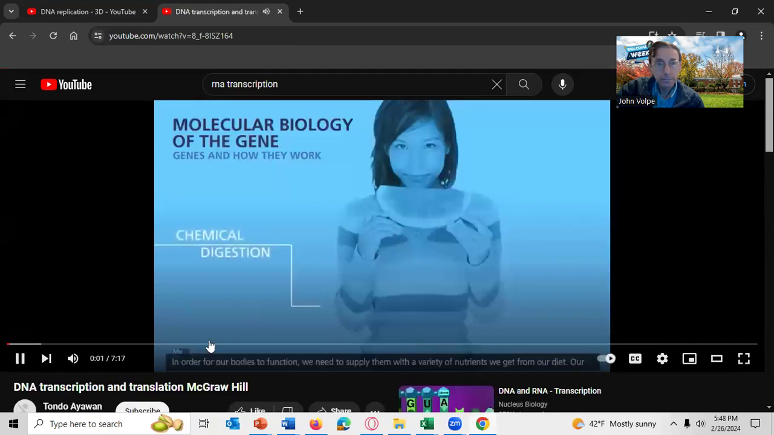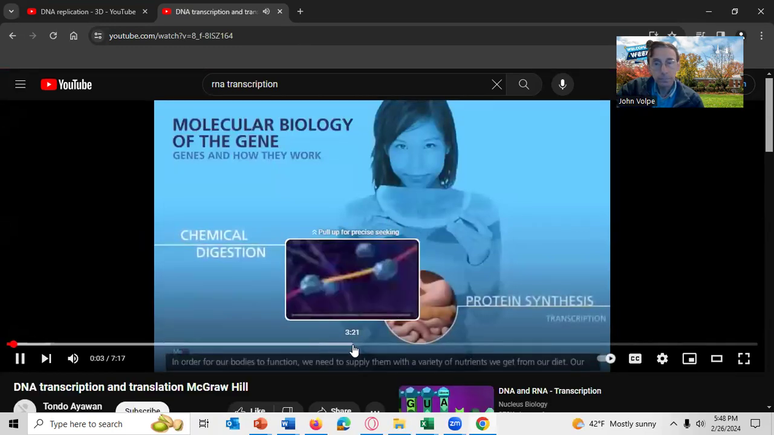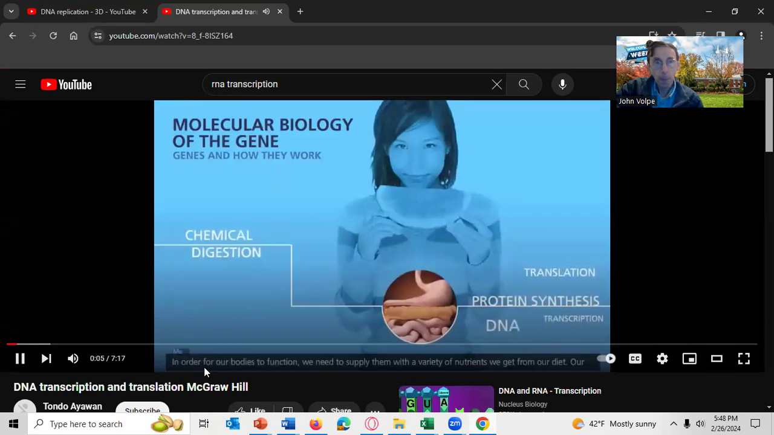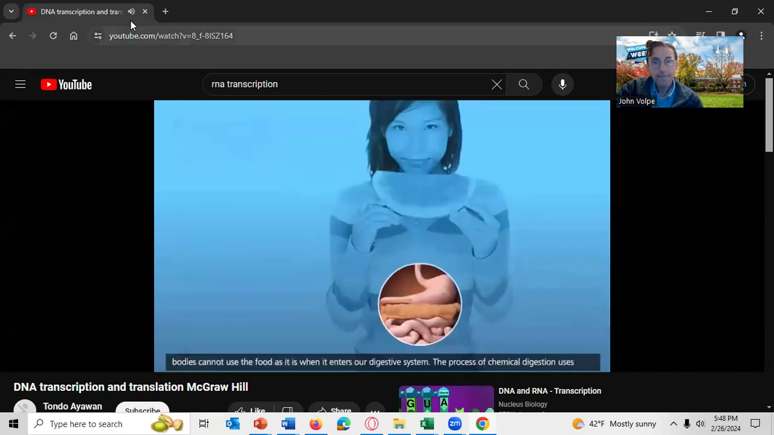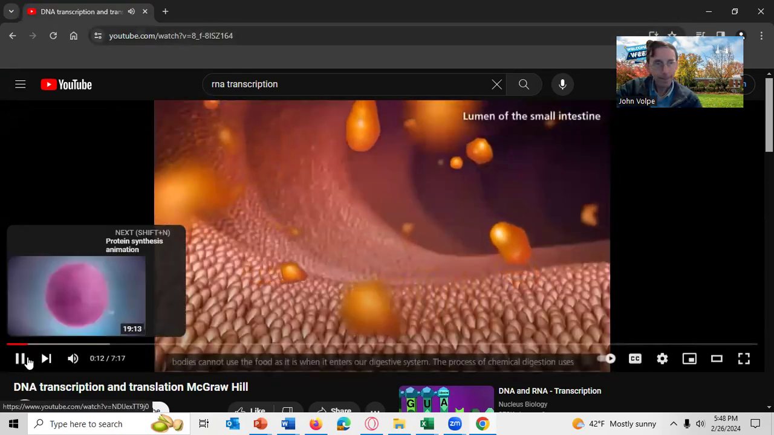In order for our bodies to function, we need to supply them with a variety of nutrients we get from our diet. Our bodies cannot use the food as it is when it enters our digestive system. Skip this.